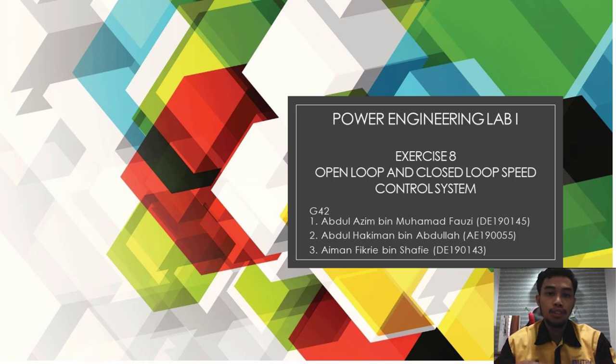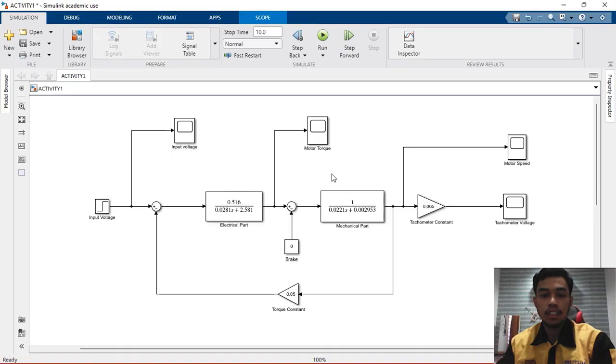So we are from group 42 and we're going to present for the open loop and closed loop speed control system. I will present activity number 1, which consists of the open loop speed control system. In this activity 1, there will be two block diagrams. In the first block diagram, we want to observe the output waveform of input voltage, motor torque, motor speed, and tachometer voltage.